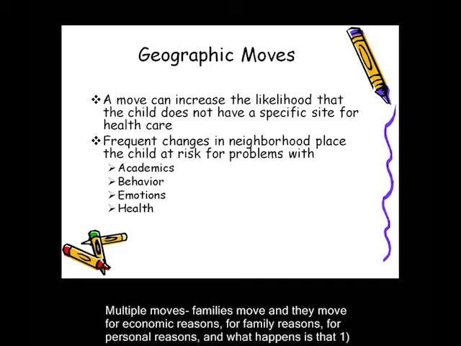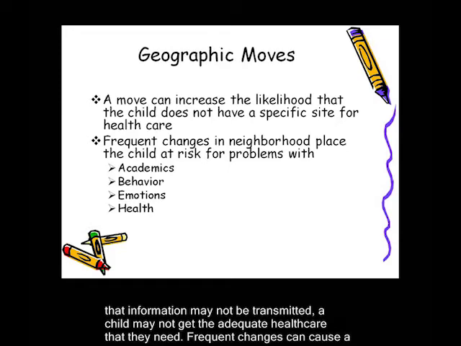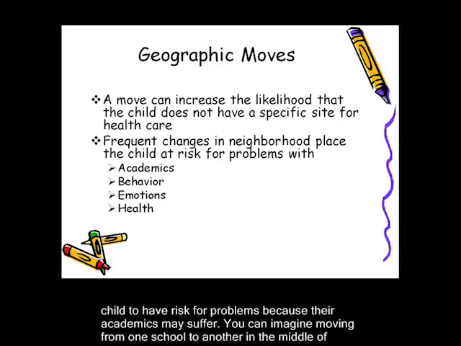And what happens is that if a child keeps moving, then their doctor keeps changing, and there's no one site for coordinated healthcare. So what may happen is that information may not be transmitted, and a child may not get the adequate healthcare they need. Frequent changes can cause a child to have risk for problems because their academics may suffer.